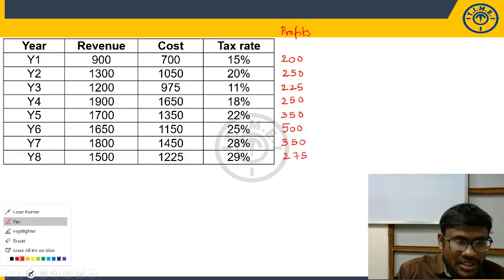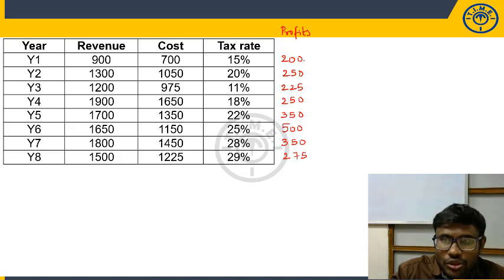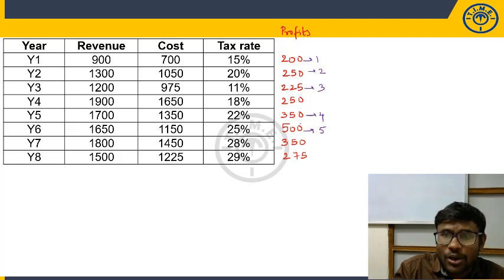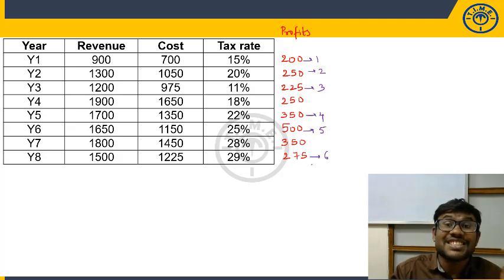Now let's count. So 1, 2, 3, 250 is already counted. No. 4, 5, 350 already counted here. I'm not counting again. And 275, 6. So how many do you have? 1, 2, 3, 4, 5, 6. So we have 6 distinct profits.